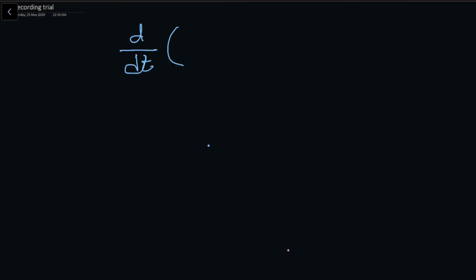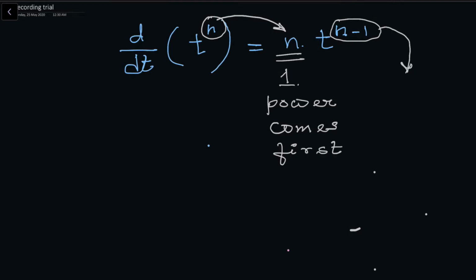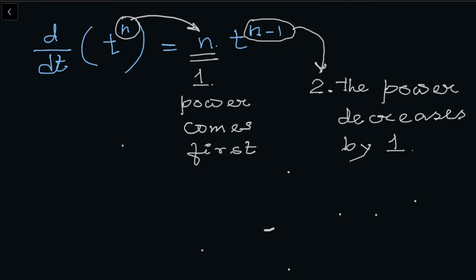So let us learn this important formula. The formula is: the derivative of t to the power n will be n t to the power n minus 1. Look at this. The power n comes before, and then the power of t decreases by 1, that is n minus 1. So remember it: n into t to the power n minus 1.